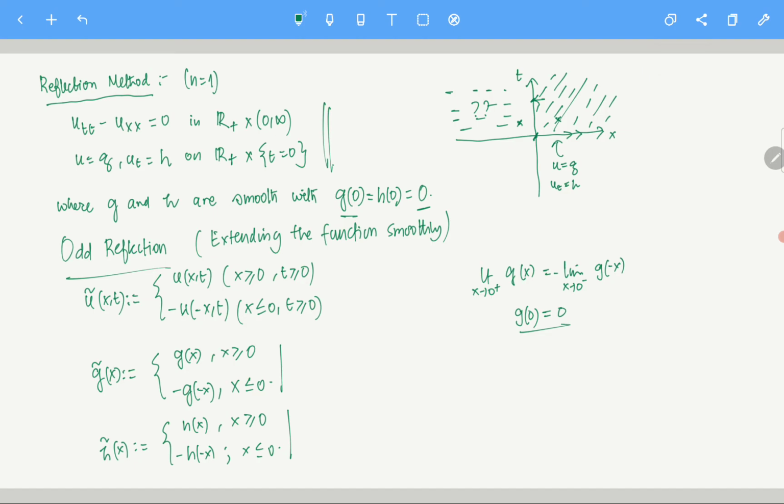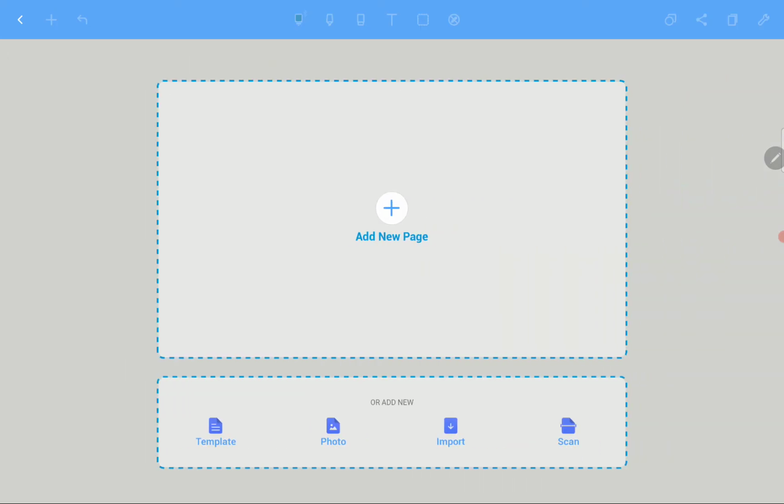And the similar thing for g and h. If you take a point here and a point here, and this point is the reflection of this point, you know what g does at this point, right? You know what g does here. So g will do the exact same thing here, but with a negative sign. That's what it is saying. Yeah, that's odd reflection.